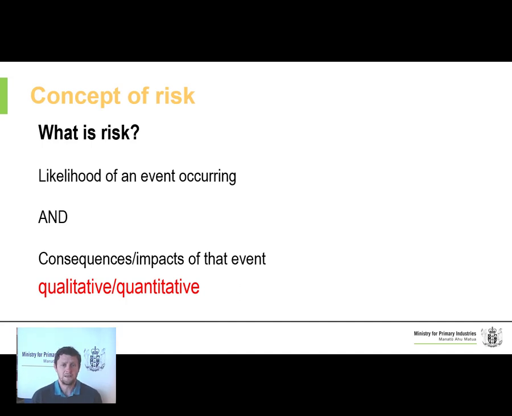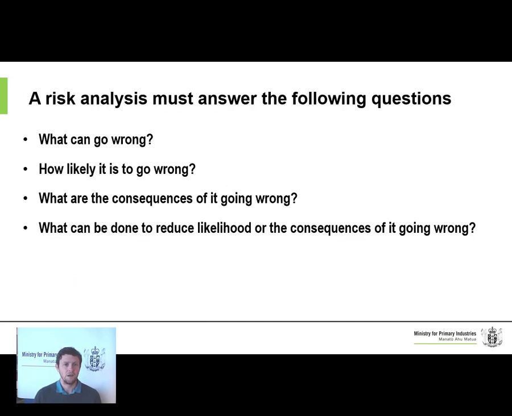So what is risk? Again, it's the likelihood of an event occurring and the consequences or the impact of the event, and we express this in a qualitative and a quantitative manner. Risk analysis must answer the following questions: what can go wrong? How likely is it to go wrong? What are the consequences of it going wrong? And what can be done to reduce the likelihood or the consequences of it going wrong?